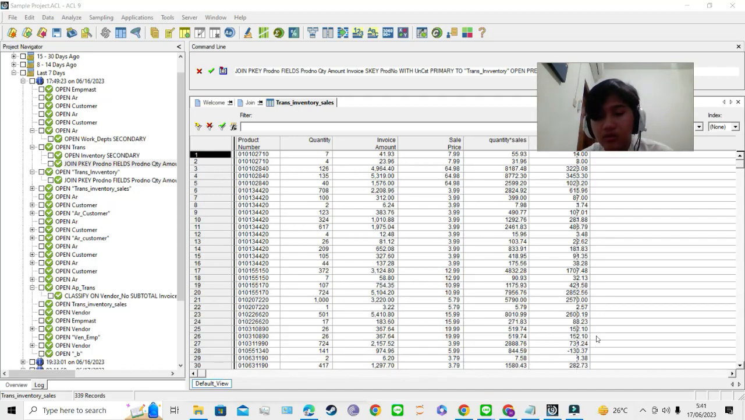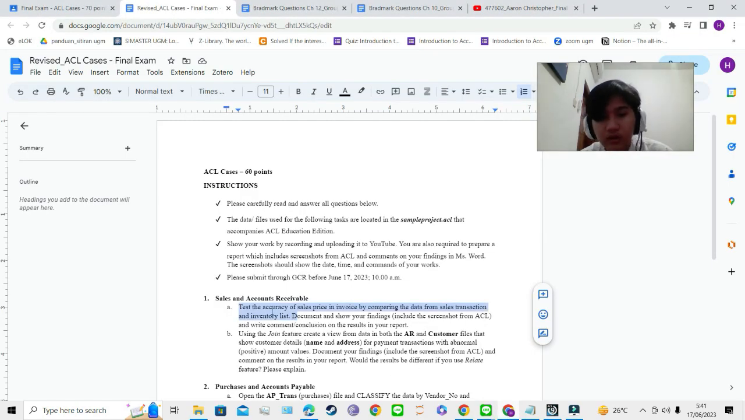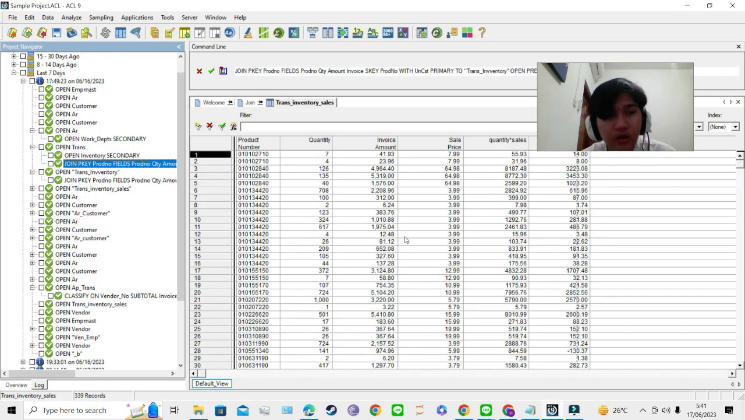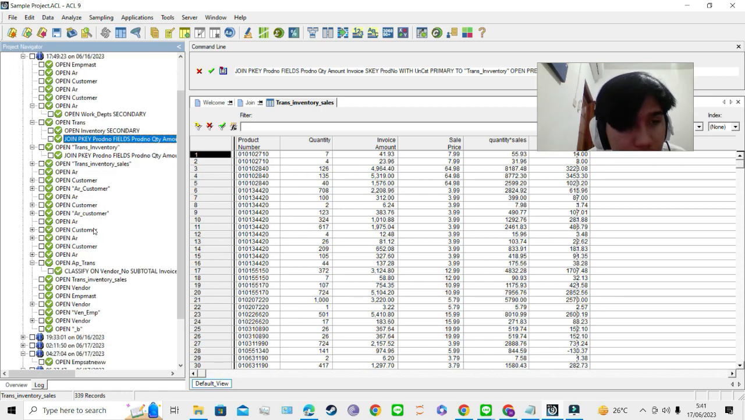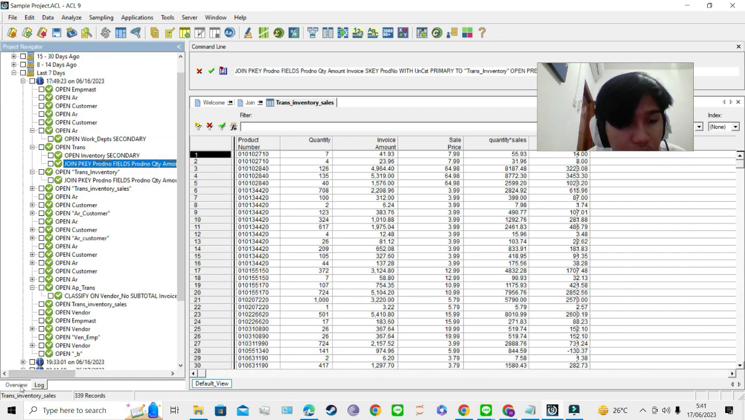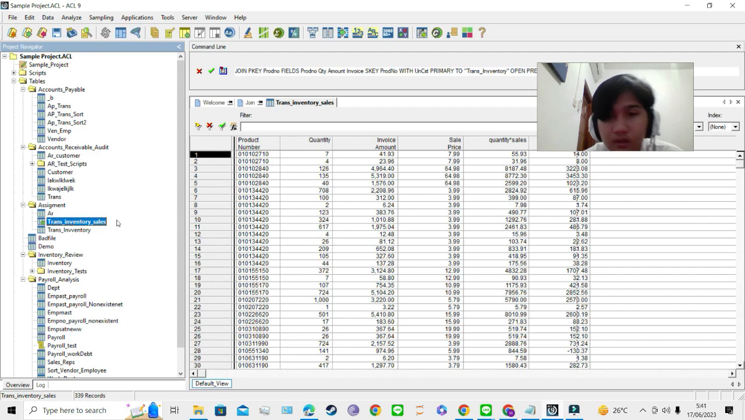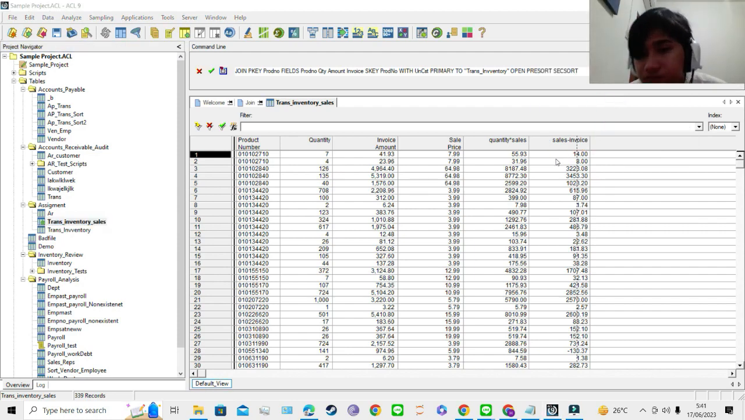Today I'm going to do the ACL for the final case project. The first assignment that we do is to test the accuracy of sales price invoice by comparing data from sales transactions. I have done it before, so I'm just using the log to shorten the time. First, from the trans and inventory sales, we join them, and here is the result.